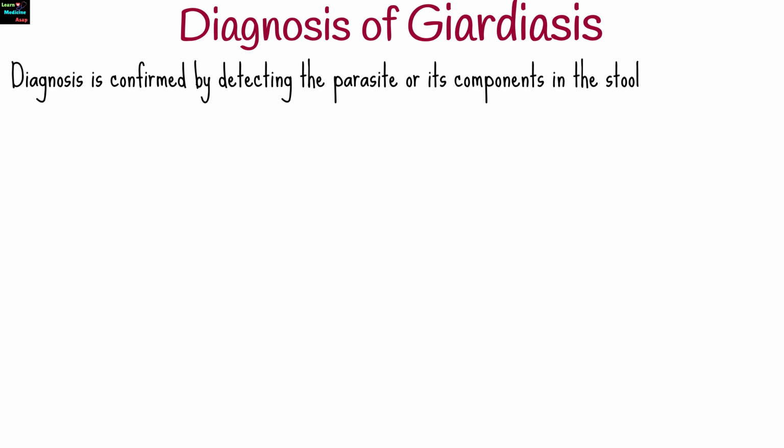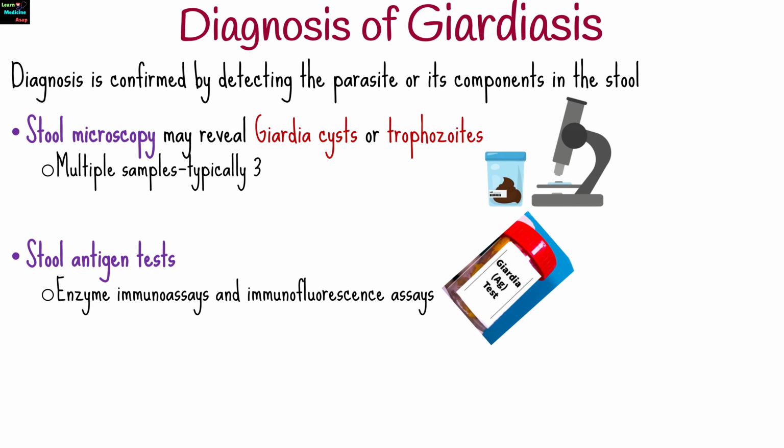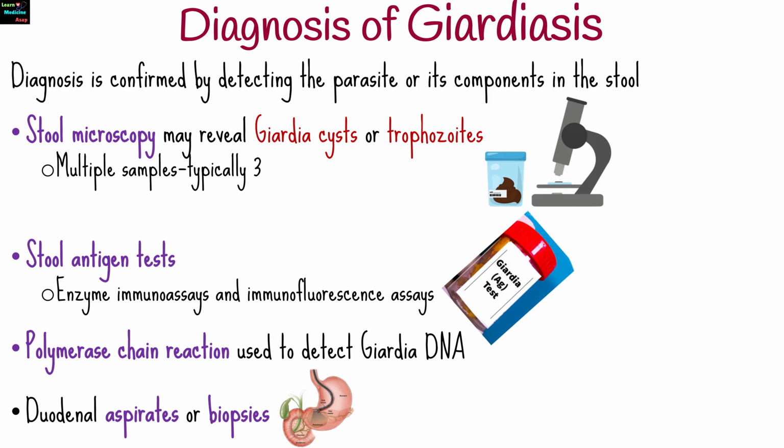Diagnosis is confirmed by detecting the parasite or its components in the stool. Stool microscopy may reveal Giardia cysts or trophozoites. However, because the shedding of the parasite can be intermittent, multiple samples, typically 3, are recommended. Stool antigen tests, such as enzyme immunoassays and immunofluorescence assays, offer improved sensitivity. Polymerase chain reaction, or PCR, can also be used to detect Giardia DNA. In rare cases, duodenal aspirates or biopsies may be considered if stool tests are inconclusive.